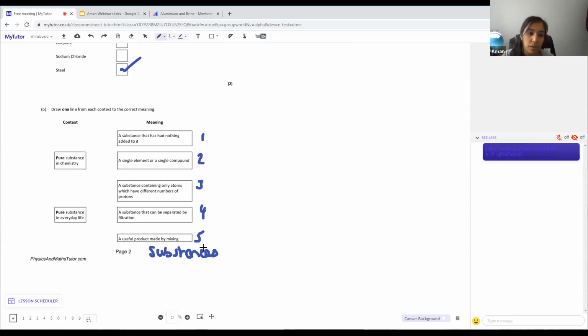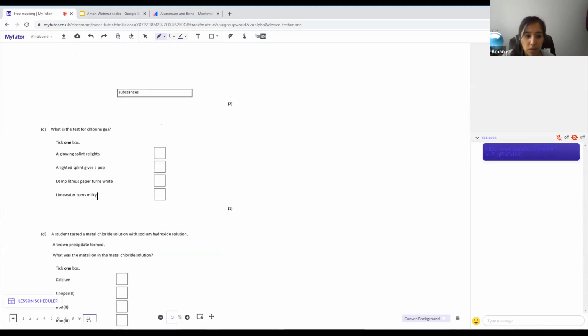What do we think? Pure versus impure? Okay, so people are saying pure is number 2. Good, a single element or single compound. What about pure in life then? So pure in chemistry is number 2. Excellent. What about pure substance in everyday life? Good, everyday life, it has nothing added to it, number 1. Excellent, well done everyone. So remember, the example I gave was orange juice. So if something says it's pure orange juice, that means it's concentrated and therefore it only contains pure squeezed oranges, or just oranges in it. So it's only got oranges in it, whereas in chemistry, it's a single element or a single compound.